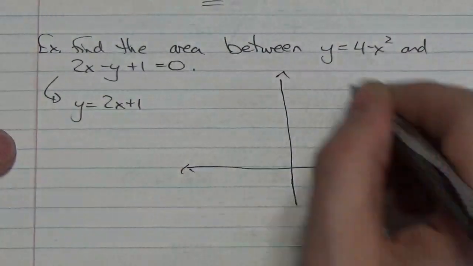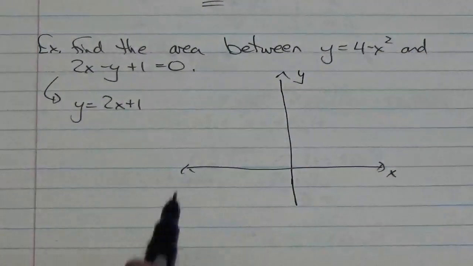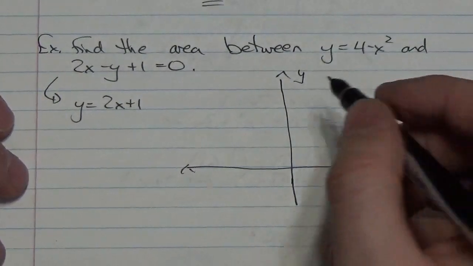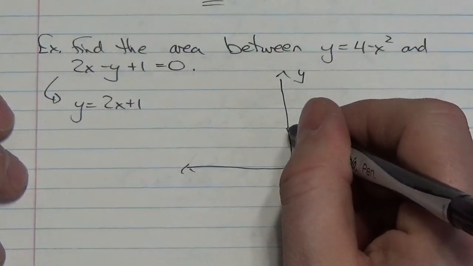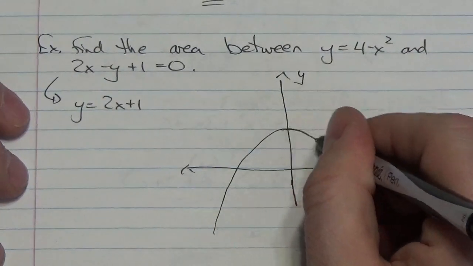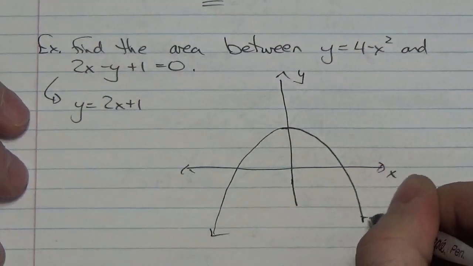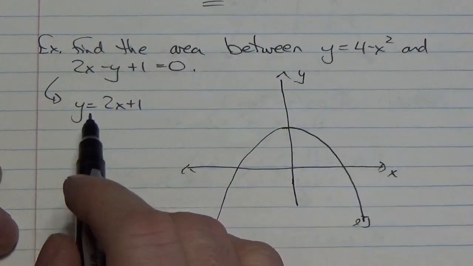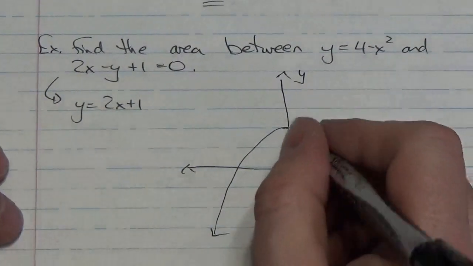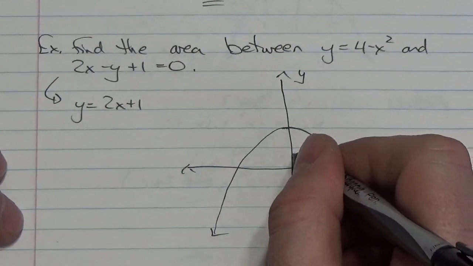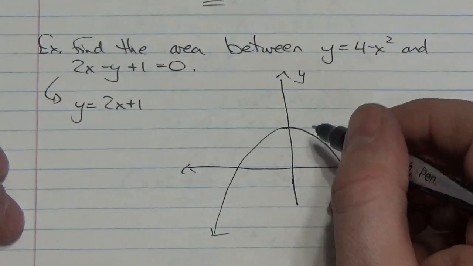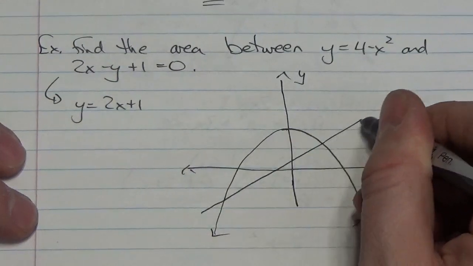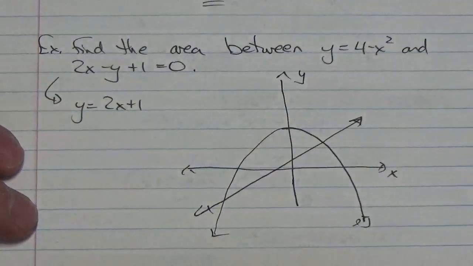Now, let's take a look at what this particular scenario actually looks like. So 4 minus x squared is going to be something that looks something like this. It's going to be a parabola that opens down for sure. And then this 2x plus 1, now remember this is going to be about 4 here, so 2x plus 1, that's going to be somewhere down here. And it's going to have a slope of 2, so it's going to look something like this.